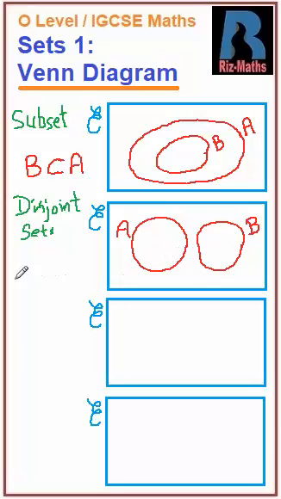Remember, in this case, the common part of A intersection B we cannot show here, because nothing is common between the two sets. So this will be an empty set. The empty set is marked with this symbol phi.